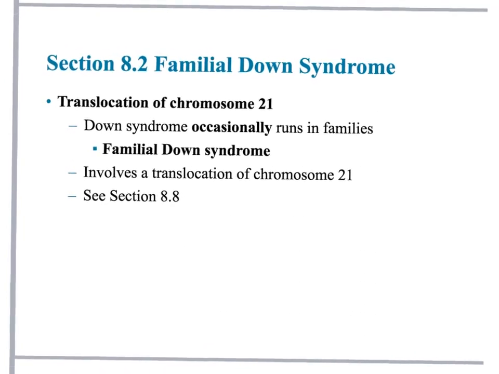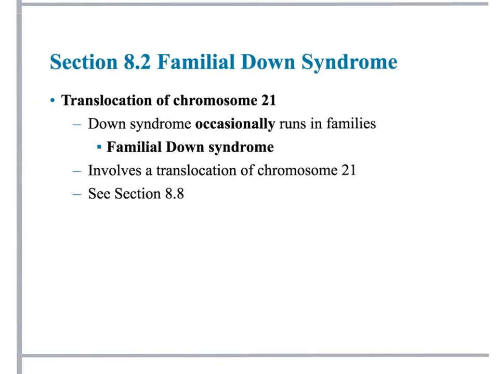So trisomy 21 is the common one, the Down syndrome we're familiar with. But familial Down syndrome is more family related, one that runs in families. It's a translocation of chromosome 21. So Down syndrome could be inherited or it could be a random kind of thing. The familial one is where Down syndrome would run in the family.